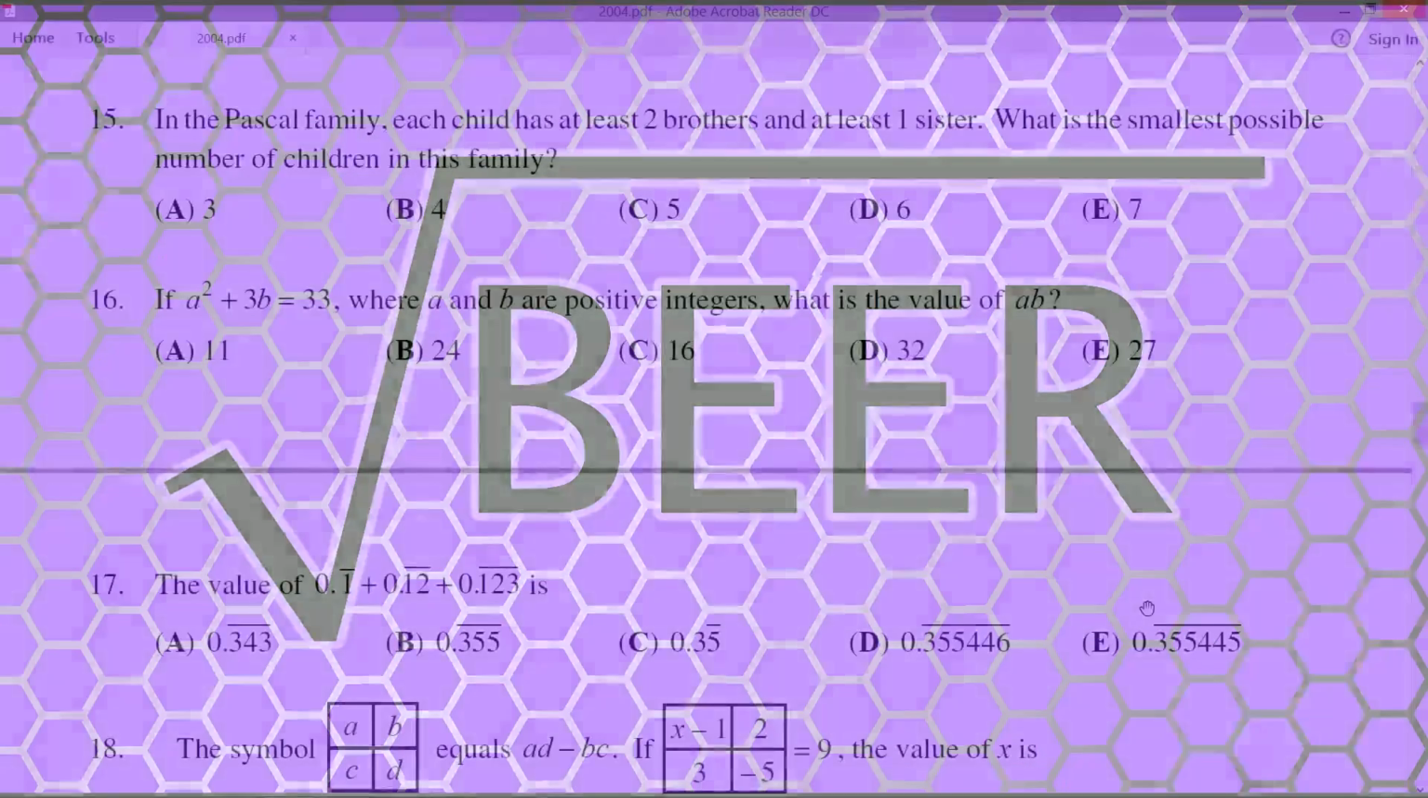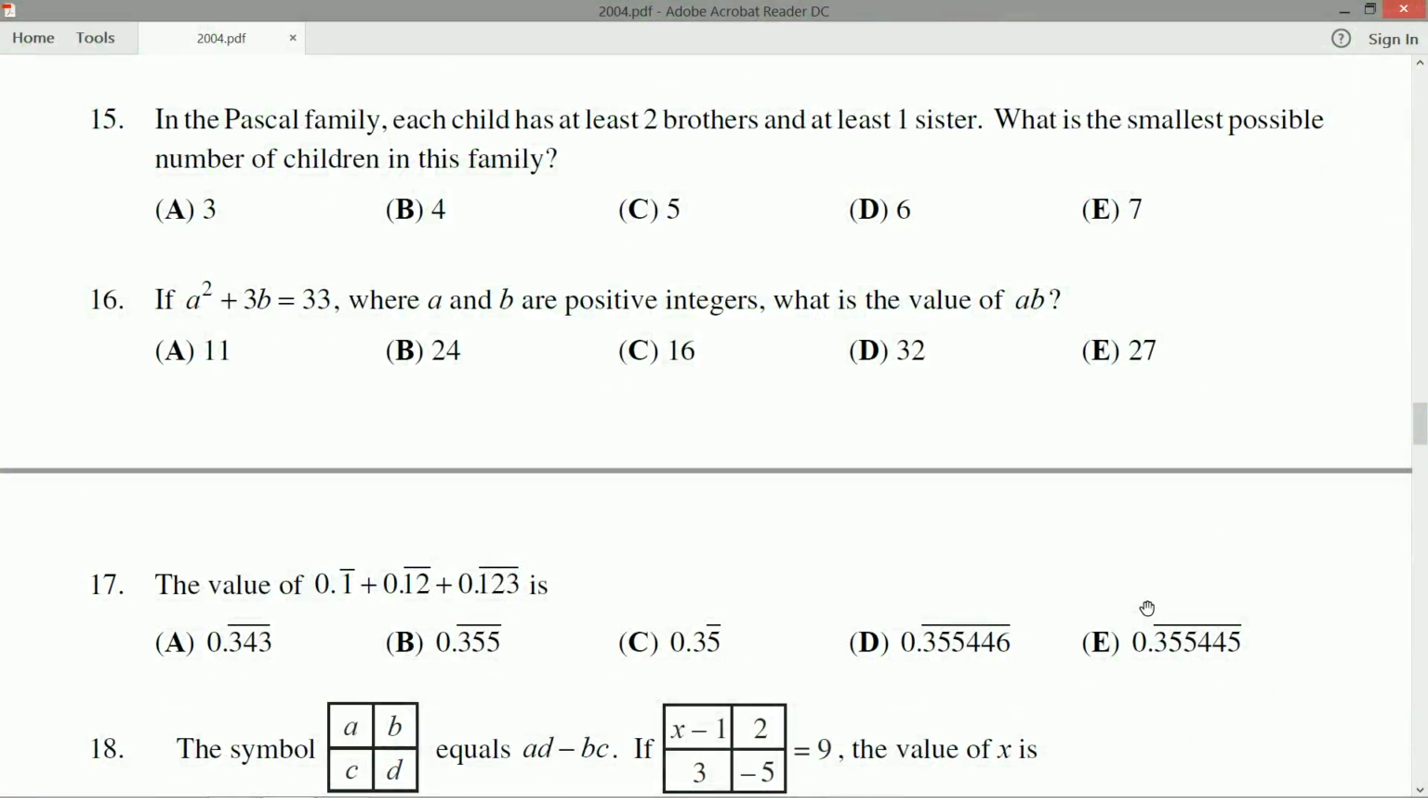Welcome back, ladies and gentlemen. We're going to continue our look at the 2004 Pascal paper, and we're already up to question number 6. Hopefully you've given it a shot. If not, I invite you to pause the video and try it for yourself, and come back and then we can compare our answers together.